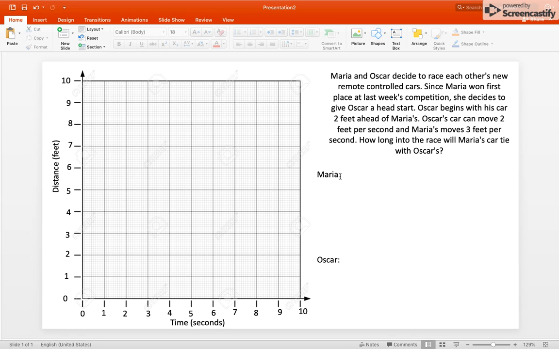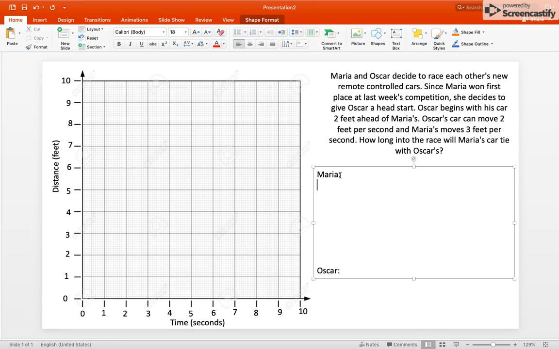So this is going to be using a system of equations, and we're actually going to graph each of our equations, one for Maria and one for Oscar, to see if we can determine when they would tie each other in the race. So the first thing we have to start with is writing our equations for each person in our story problem. So we're going to start with Maria.